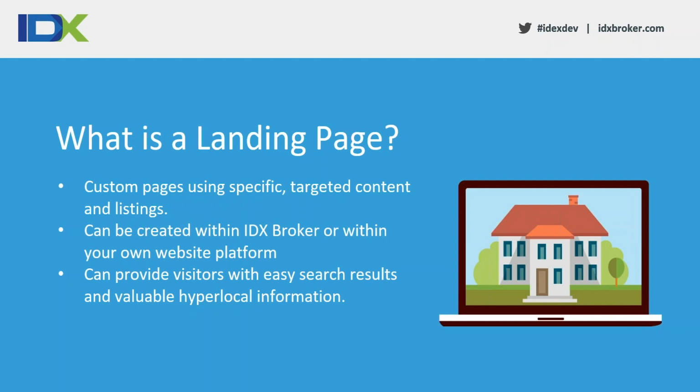They are custom pages using specific targeted content and listings towards one specific criteria. That could be basically any sort of property or field that is offered by your MLS, like homes that have a pool, homes on a golf course, a specific school district, zip code, neighborhood. So it's really an endless criteria. If your MLS offers it as a field, then you can certainly create a landing page for that as well.